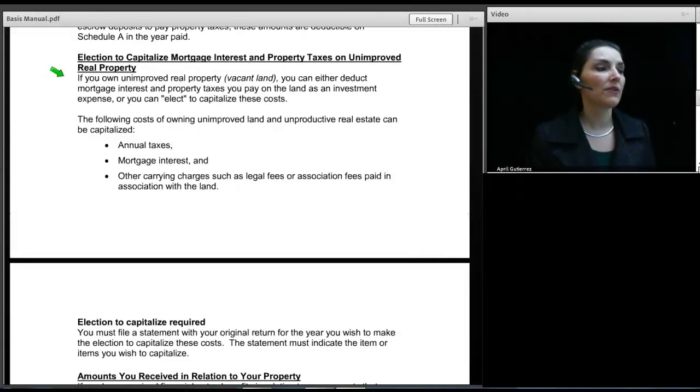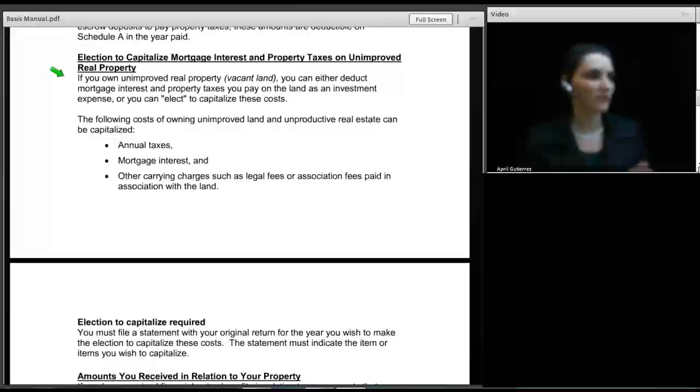It's possible that you can deduct it as investment interest, but your deduction for investment interest is limited to your investment income. So if you don't have a lot of investment income and you have a lot of investment interest, which you might have on a vacant lot, you're ultimately going to have to limit your deduction each year and keep carrying forward that investment interest until some point in the future where you might have investment income.